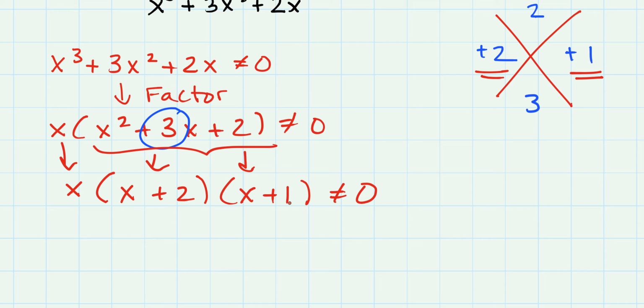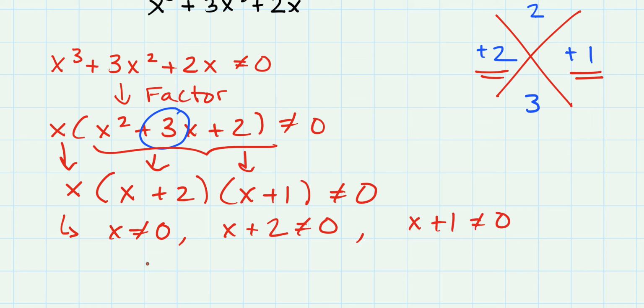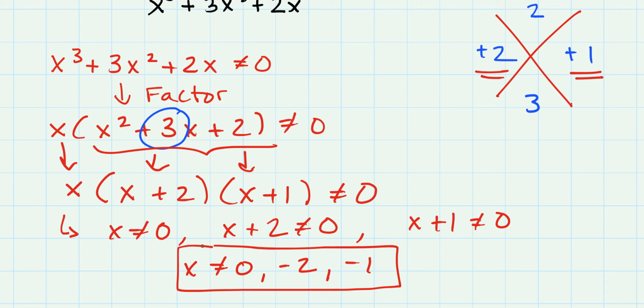This means that each one of these pieces can't be equal to 0, because if I plug in 0 here, the whole thing multiplies to 0. If I plug in a negative 2, this will be 0, and anything times 0 is 0. So what I'm getting at is x can't be 0, x plus 2 can't be 0, and x plus 1 can't be 0. So we see that x can't be 0, negative 2, or negative 1. So we have to take these three numbers out of the domain.